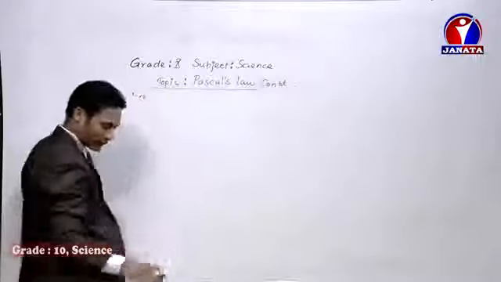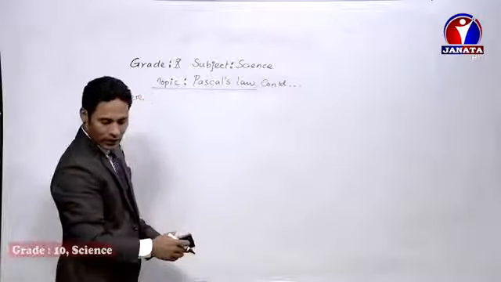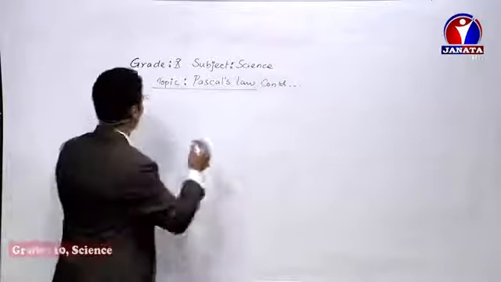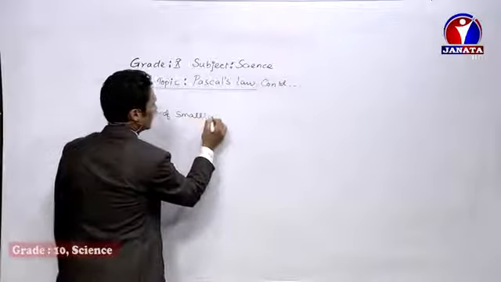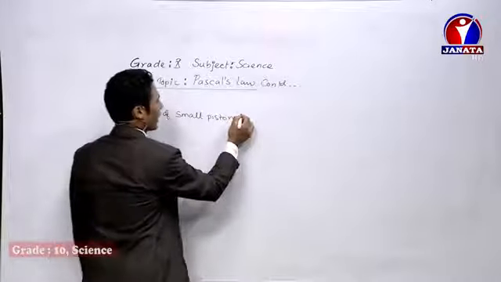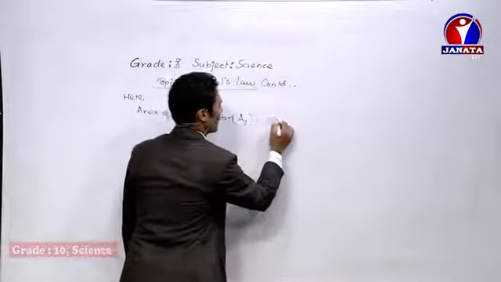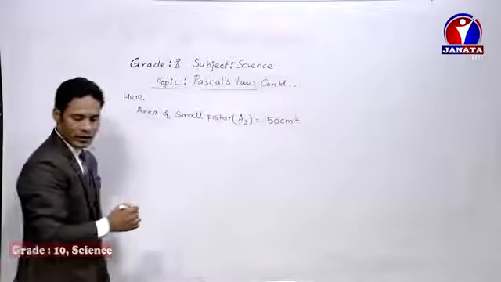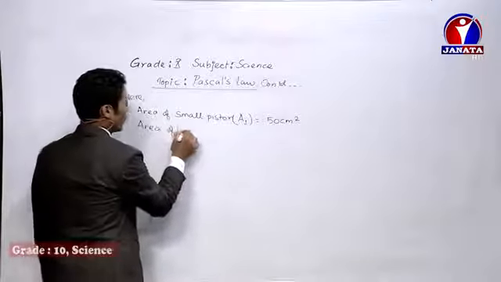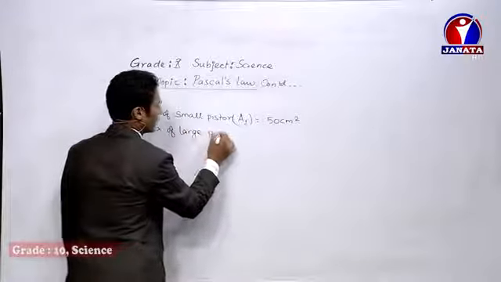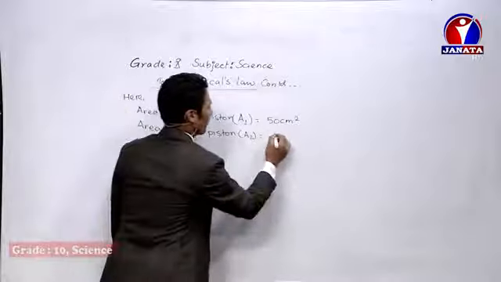So here, this second numerical problem. The area of the small piston is given here. I will represent this by A1. Area A1 is given as 50 centimeter square. And the area of the large piston is also given. If I represent this by A2, then it is given as 5 meter square.